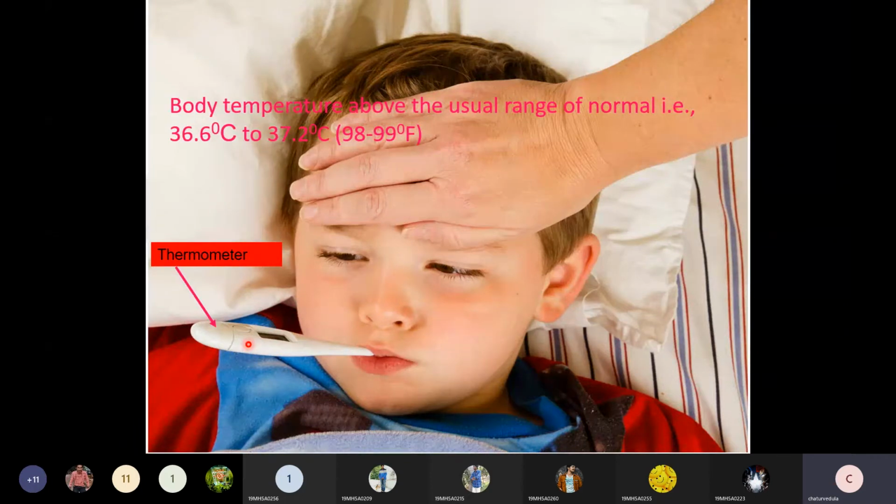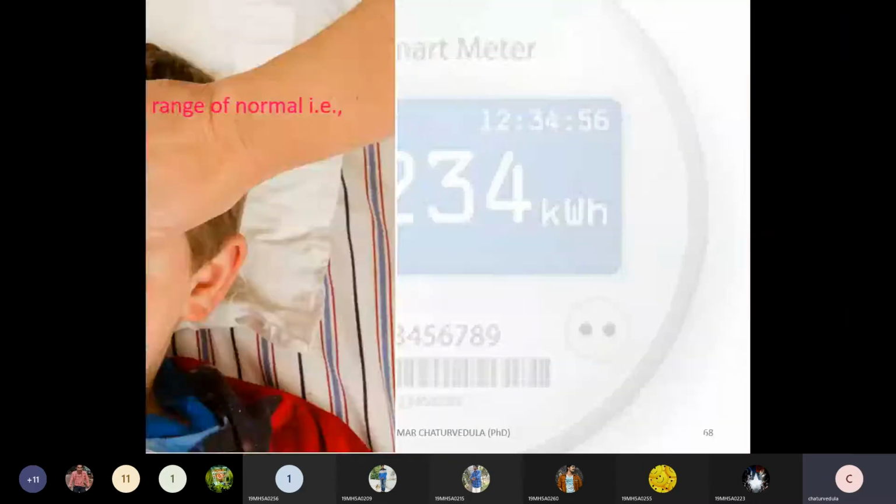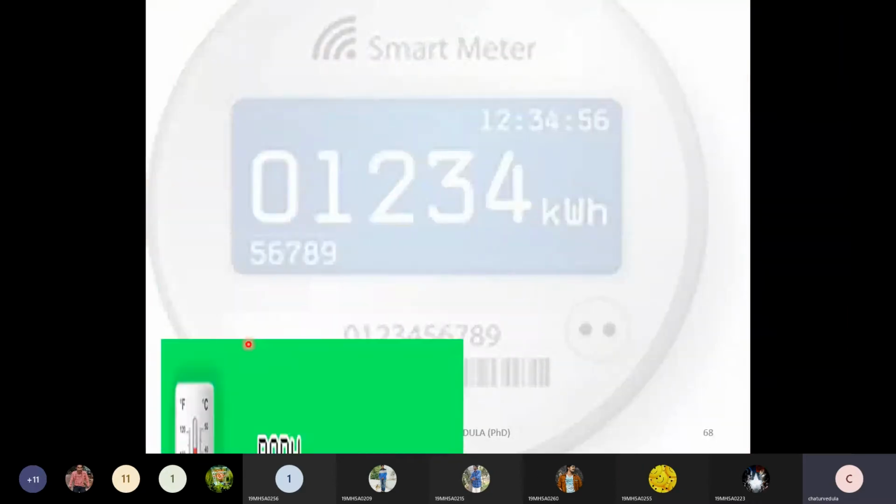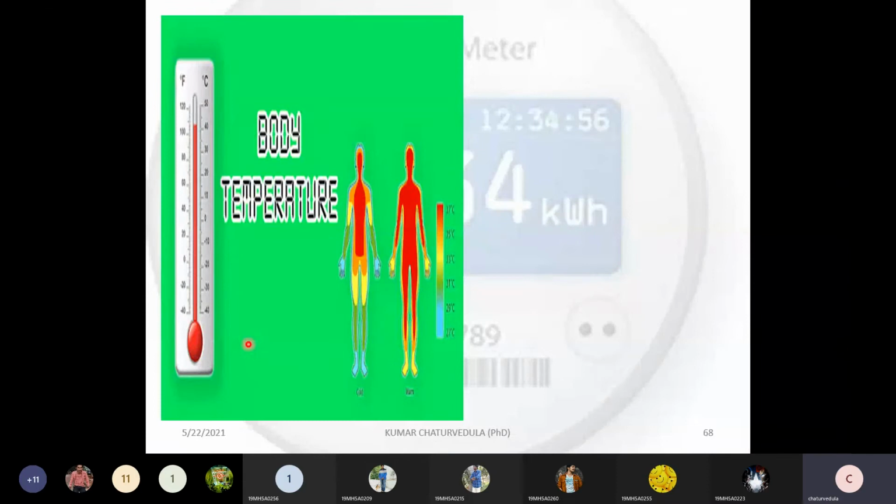Okay, that is the normal range of body temperature. Now I will show you another image. This is the body temperature range. Here this is Fahrenheit and this is your centigrade. So measurements have been given here.